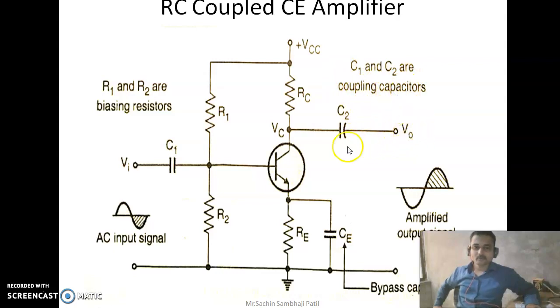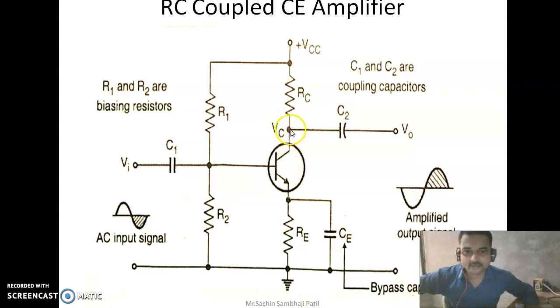Vout is the output voltage and Vc is the collector terminal voltage of the transistor. Vi is the input voltage applied here. This is the AC input voltage and we are getting an inverted output voltage, but it is amplified, because in a common emitter amplifier we get a 180-degree phase shift in the output voltage. So it is inverted, but it is an amplified output voltage. We can see here this is the input voltage and this is the output voltage.